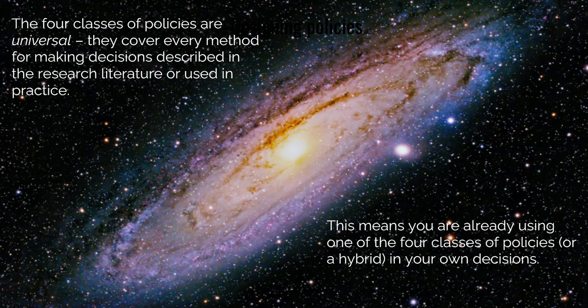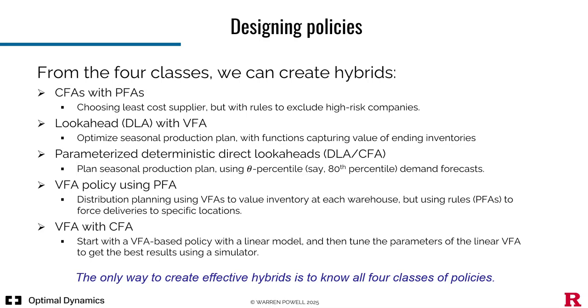Now, I've gotten to a very nice place. I'm going to make a big claim. These 4 classes of policies are universal. They cover every method for making decisions described in the research literature or used in practice, even if it hasn't been invented yet. These are meta classes. So this means you're already using at least one of the 4 classes of policies in whatever you're doing as a human or as a project with a company. You're already in one of these 4 classes of policies, or a hybrid.